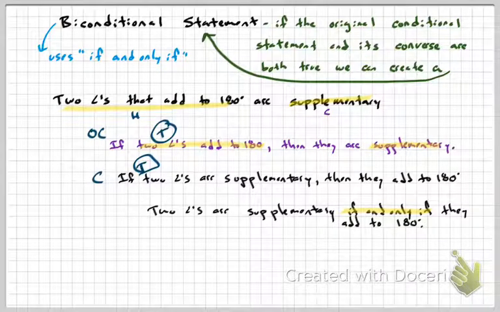Now, could you kind of mix that around a little bit? You could say two angles add to 180 if and only if they are supplementary. You could, but for me, I like the way that this one stands out a little bit more. So again, this is called a biconditional statement. And you can only write a biconditional statement if the original conditional statement and the converse are true 100% of the time. Okay, so you're going to be doing a little bit of that at the end of the homework.